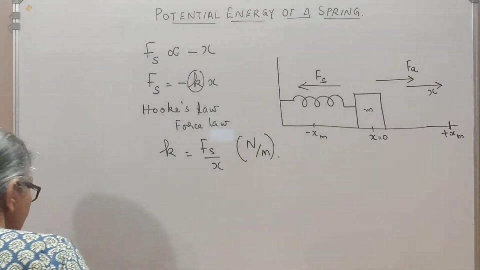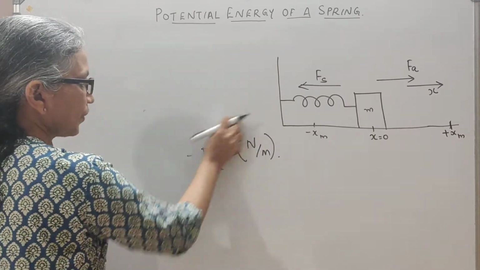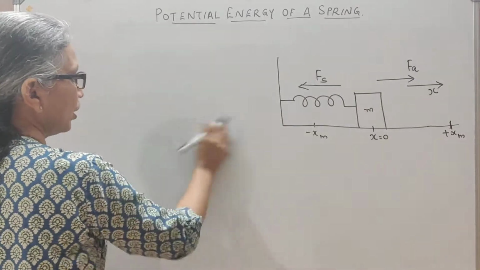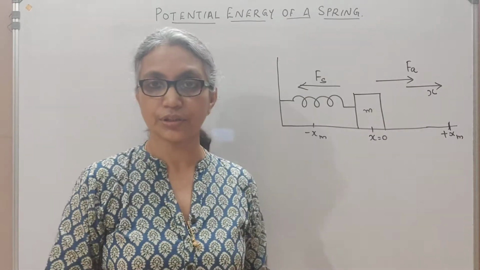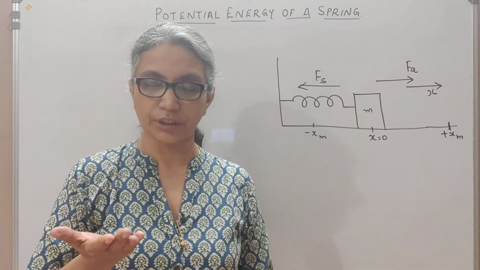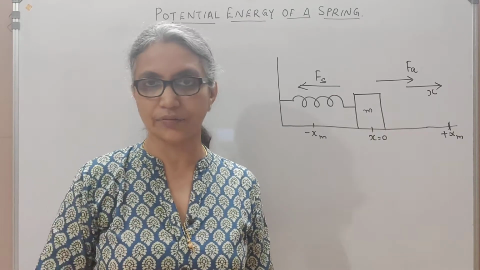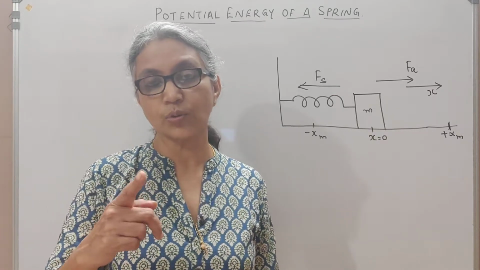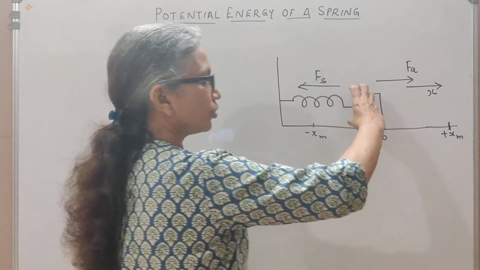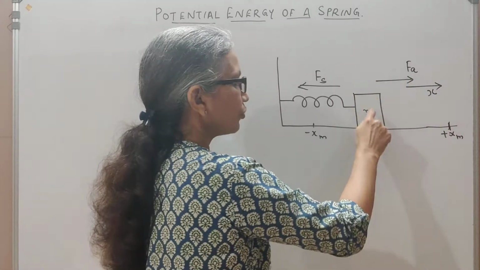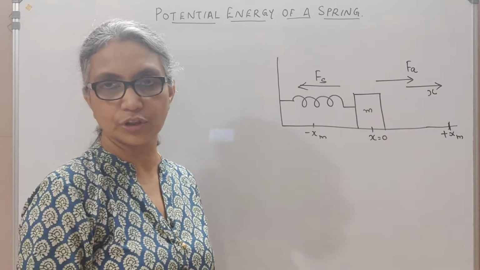Now, what we're going to do next is to find out the potential energy of a spring. Remember I told you in the last session, when we lift up a body, you are actually doing work. The external agency is doing work against the gravitational force, and that work done is stored as the potential energy. So here also, if you try to displace the block to the right, you have to do work against the spring force, and that work done will be stored as the potential energy.